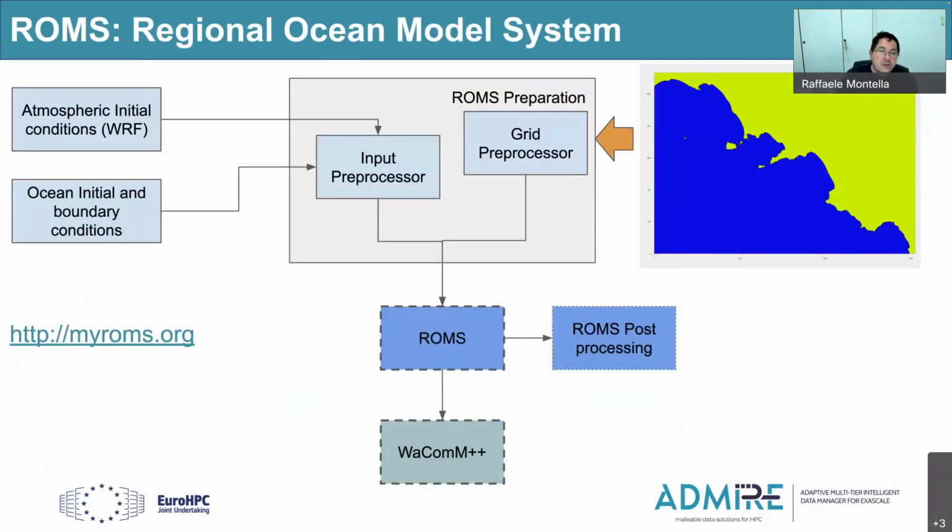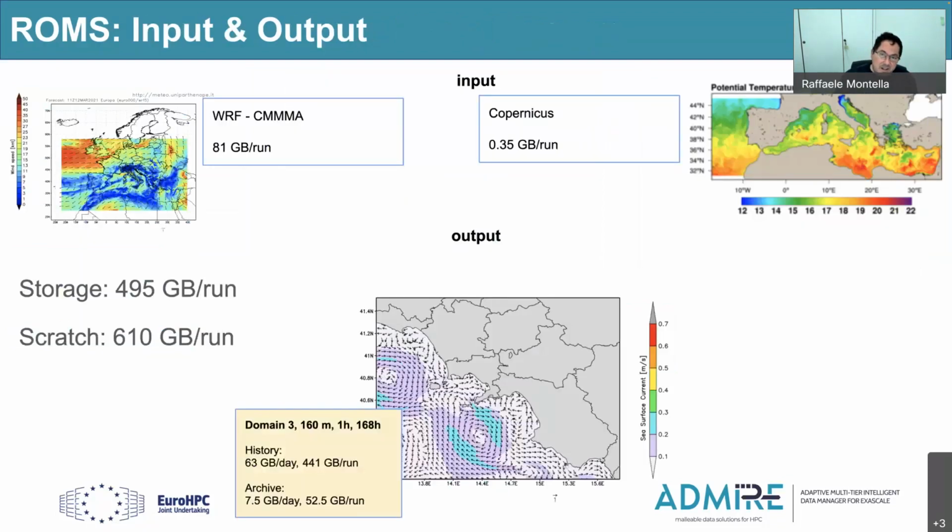Now we are going closer to the focus of the Admire project and the application in the Admire project, because this is the regional ocean model system. This is another community model. We use this model to produce the three-dimensional field of currents in a selected and restricted area. These forecasts are available only for the area of the Campania region. The reason is the resolution is very high.